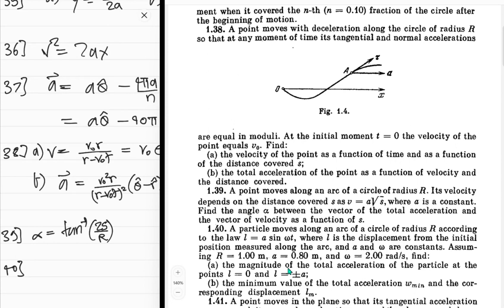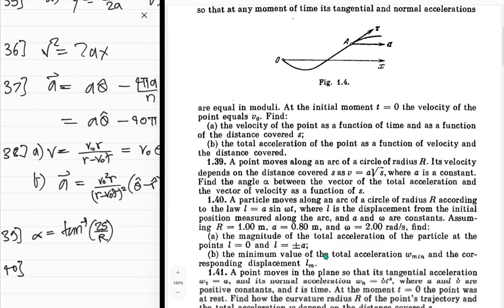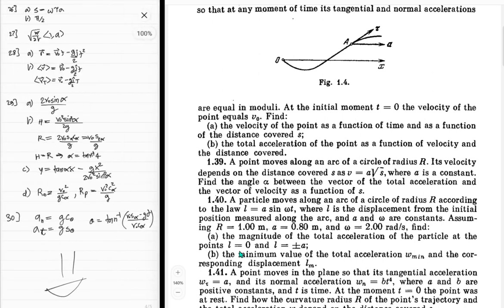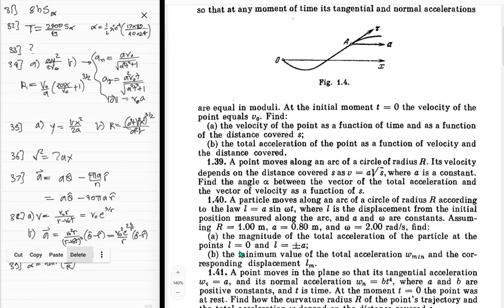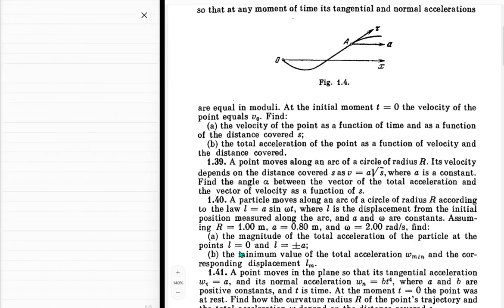Okay, fine. A and omega are constants. Assuming capital R, they give the radius. A and omega they already gave us. So what do you want? The magnitude of the total acceleration of the particle at the points L equal to 0 and L equal to plus minus A. Oh, so it's doable. No big deal. Okay, let's move to the next page because this is going to consume a lot of space.